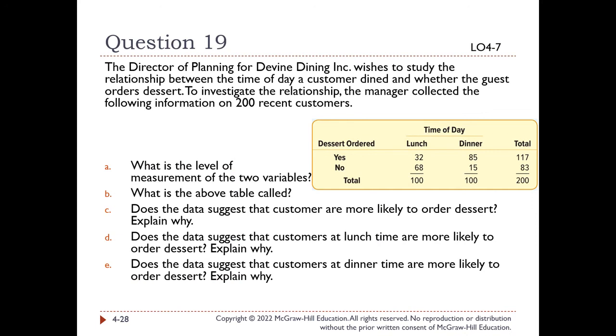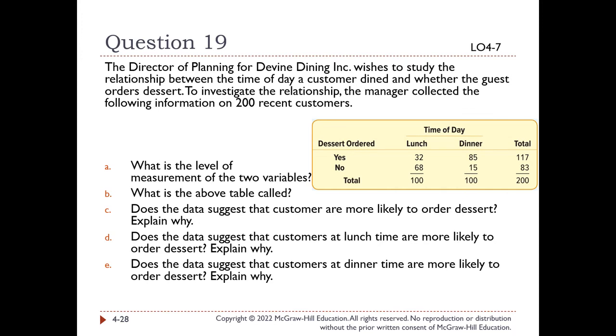What is the level of measurement of the two variables? Okay. So both variables are nominal in scale. We don't have really interval or ordinal, ratio to fall into the other types of graphs we've done today. So it is both nominal. We don't have a ranking system either, so it's not ordinal. It's just nominal. What is the above table called? It is a contingency table.